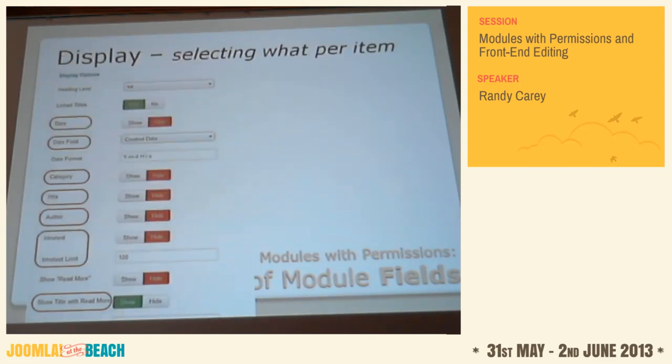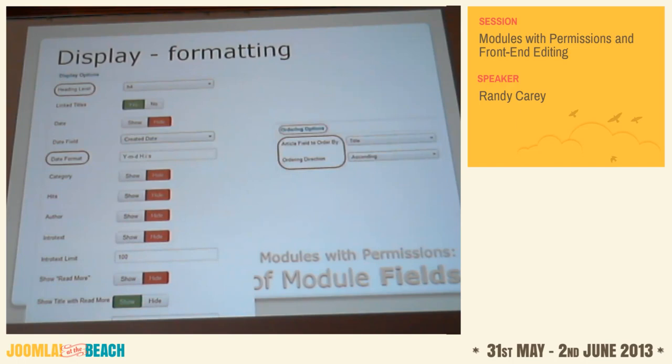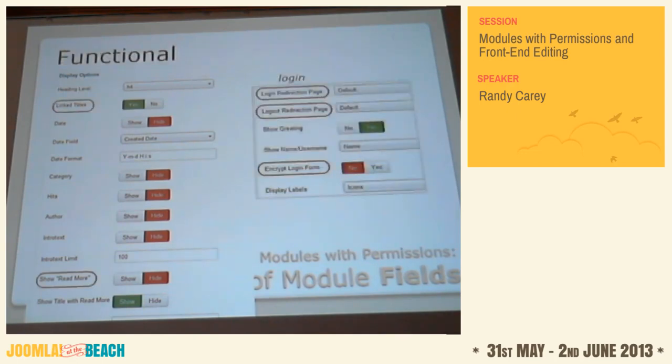You've got basic display. This is the display of when you show an item, what parts of the item you're going to show: the date, the category, hits, author, are you going to have intro text or not, and then also the formatting, like the header level and the date formatting. Those sorts of things. I would also consider ordering of a list to be part of the formatting.